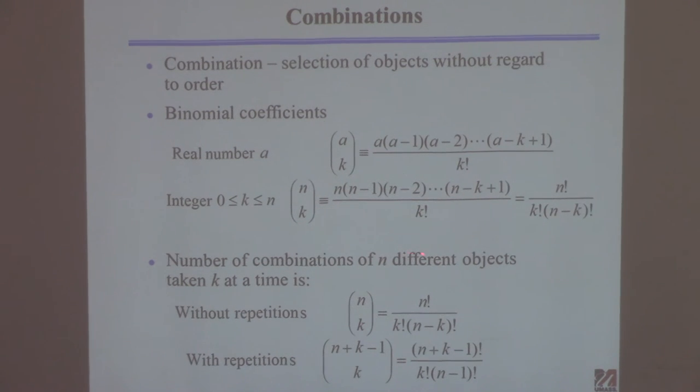So the number of combinations of n objects taken k at a time, if you don't allow repetitions, is this. Okay. And if you do allow repetition, it's this.